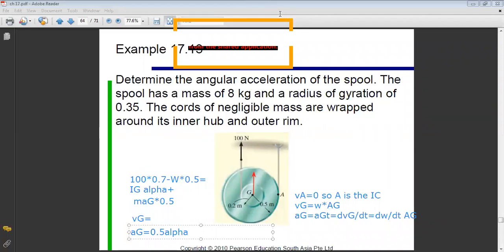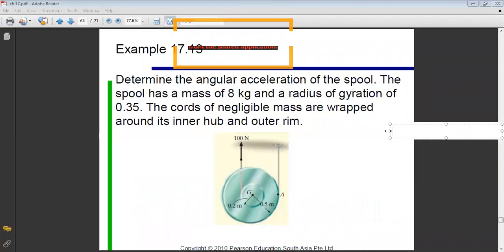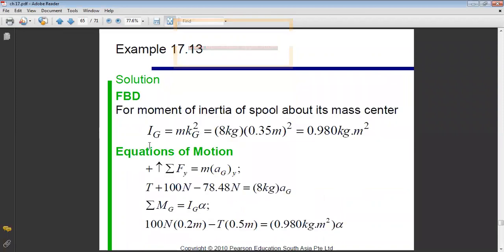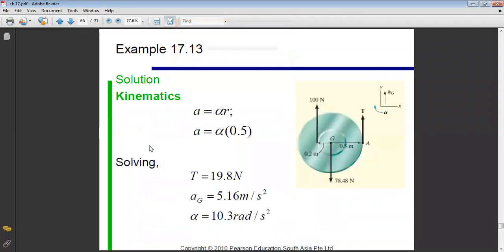Okay. So let's do another problem. If you don't do sum of moment about A, if you do sum of moment about G, then you will have an additional unknown. What is your additional unknown? The tension. So the method we did together reduced the number of equations we need.